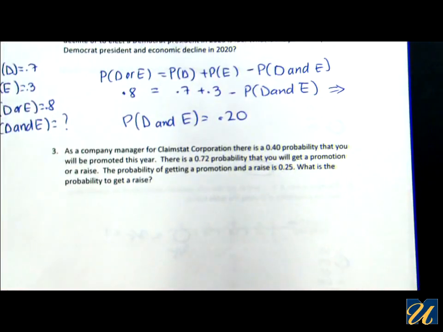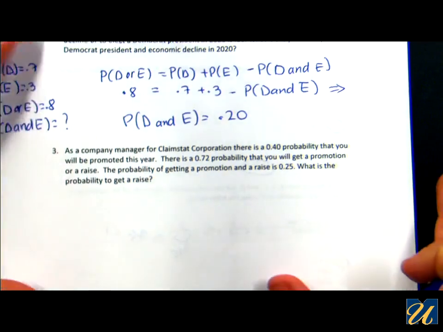As a company manager from Clemstad Corporation, there is a 0.4 probability that you will be promoted this year. There is also a 0.72 probability that you will get a promotion or a raise. The probability of getting a promotion and a raise is 0.25. What is the probability to get a raise?